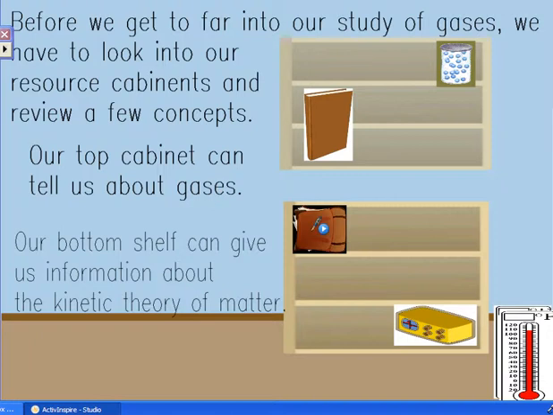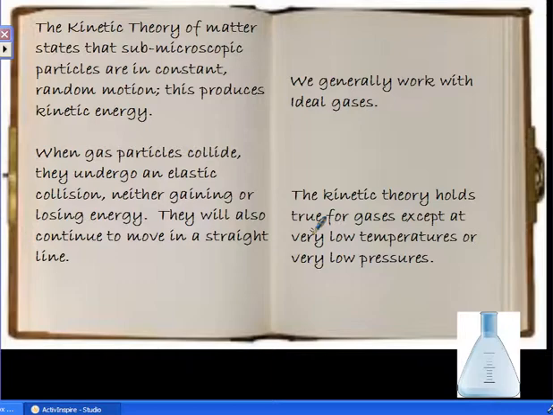And how does that have to do with exciting those particles? The kinetic theory of matter states that any submicroscopic particles are in constant random motion, and this produces kinetic energy. What is kinetic energy? Energy in motion. This is the random movement of the particles in our gas.